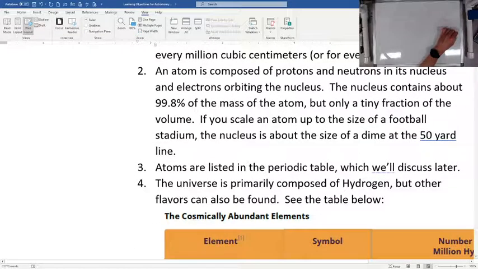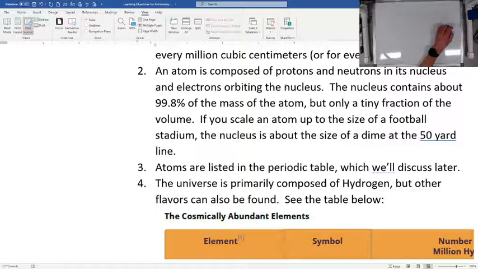An atom is composed of protons and neutrons in its nucleus, and electrons orbiting around the nucleus. We talked about that a little bit ago. The planetary model of the atom sort of has electrons moving around the nucleus, which contains protons and neutrons. The nucleus, even though it's super tiny, contains about 99.8% of the mass of the atom. Only a tiny fraction of the volume is in the nucleus, but most of the mass is.